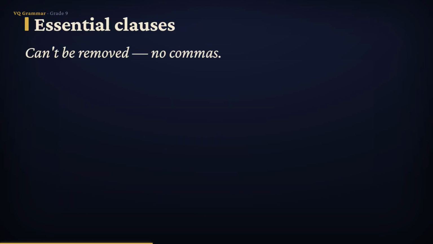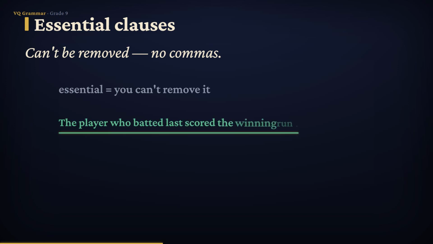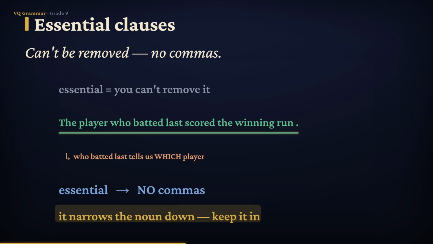Now for one of the most useful distinctions in all of grammar. Some adjective clauses are essential. You cannot remove them without changing the meaning. Look, the player who batted last scored the winning run. The clause who batted last is doing critical work. It tells us exactly which player we're talking about. Take it away and you're left with the player scored the winning run. But which player? The meaning slips. Because the clause is essential, we use no commas at all. It narrows the noun down, so we keep it locked in tight.